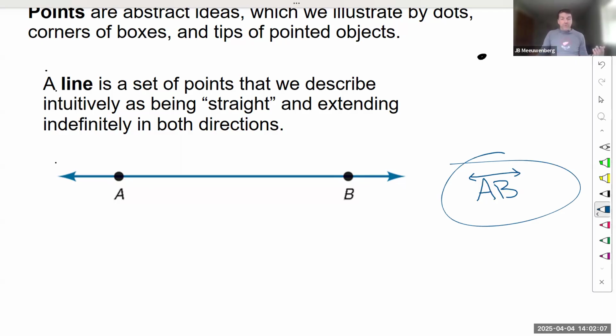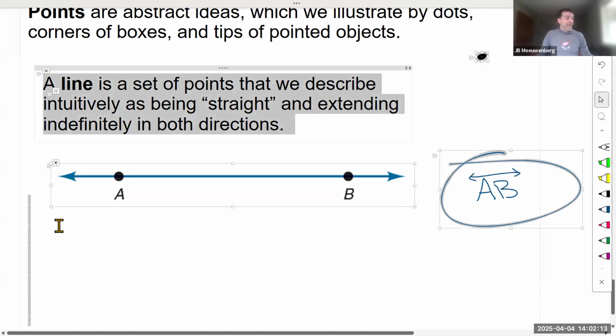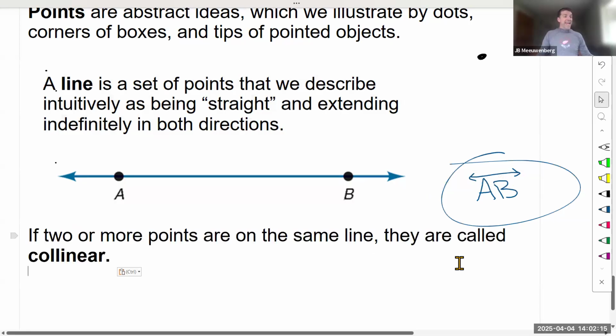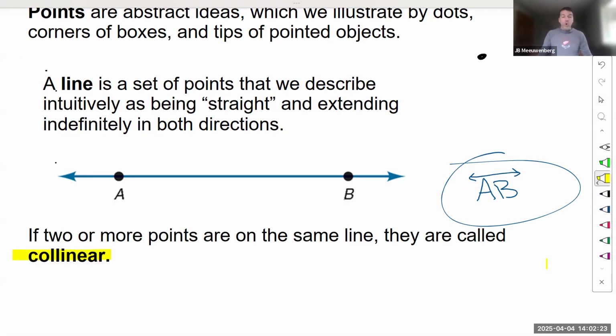Now, in this example, we also see that we have points A and B lying together on the same line. And so we say that points A and B are called collinear, okay? So those points are collinear. 2 or more points that are on the same line are called collinear.